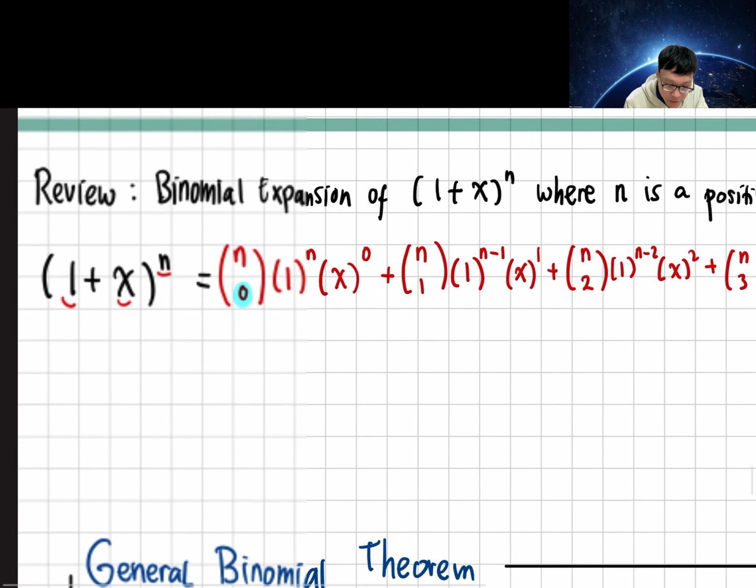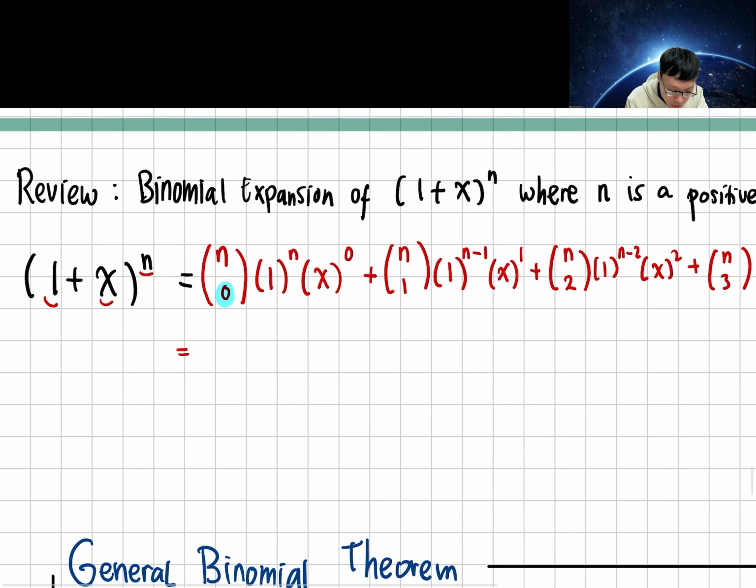Now, we can do simplification from here. So n choose 0, we know that in Pascal's triangle, the coefficient is always 1 for any positive integer power n. So n choose 0 is 1. 1 exponent n is also 1, because 1 to the power of any power becomes 1, and then x exponent 0 is just 1. So that gives you 1.